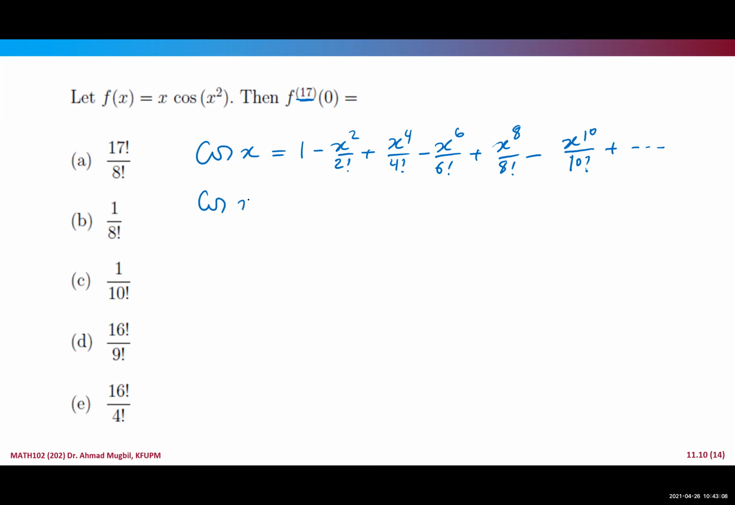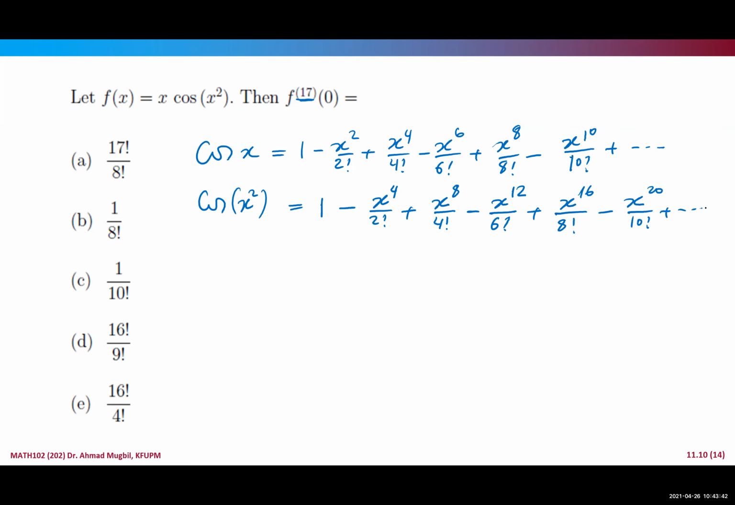When you have x squared, you need to replace each x by x squared. So it will be 1 minus x squared to the power 2, which is x to the power 4, plus x squared all to the power 4, which is x to the power 8, minus x squared to the power 6, which is x to the power 12, plus x squared to the power 8, which is x to the power 16 over 8 factorial, minus x squared to the power 10, which is x to the power 20 over 10 factorial, and so on.